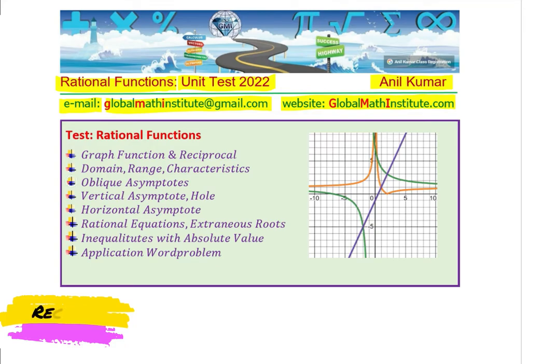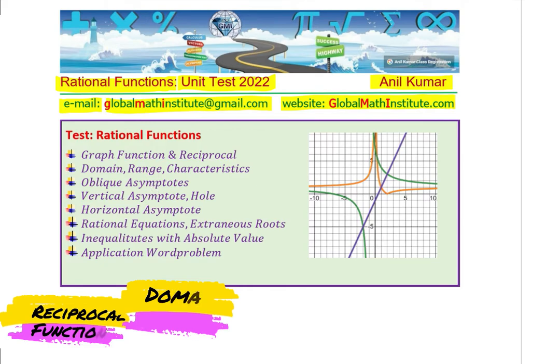Now we'll talk about questions with oblique asymptote, vertical asymptote, horizontal asymptotes and holes. So we'll have a sketching problem or describing a given equation to test your knowledge on this topic. Then we'll have rational equations. As I said, in equations, you should always try to check your answer. There could be extraneous roots. And then we'll have an inequality.